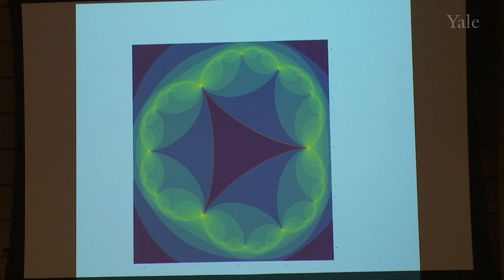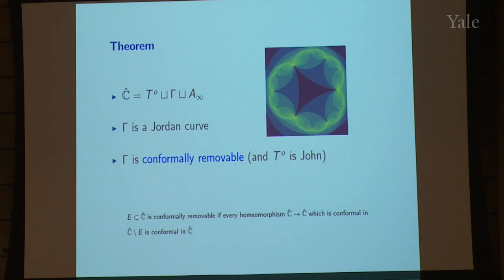So that's the picture. So you'll see the tiling. Then you see this yellow curve, which is the closure of all preimages of the cusps. And the exterior of this consists of the basin. So that will be the basin of attraction to infinity. And so the theorem here is that the tiling set, the basin of attraction to infinity, and this closure of the cusps are all disjoint. They present a decomposition of the sphere, and gamma, this yellow curve, is a Jordan curve, and this gamma is conformally removable, and in fact, the tiling region is a John domain.